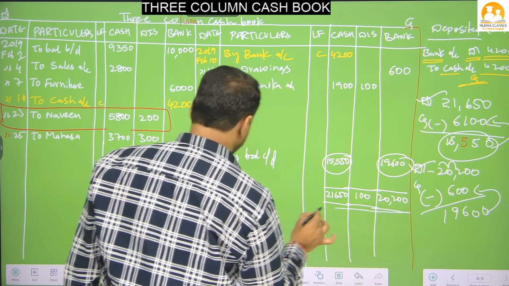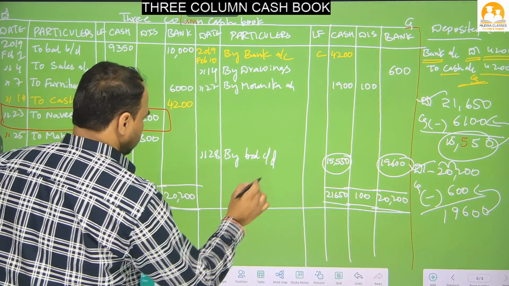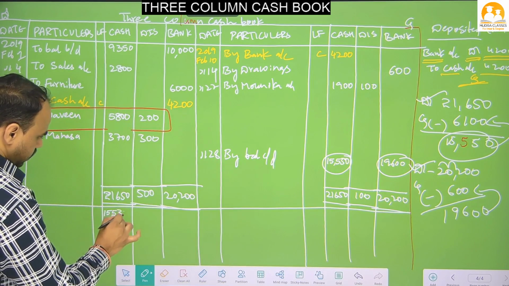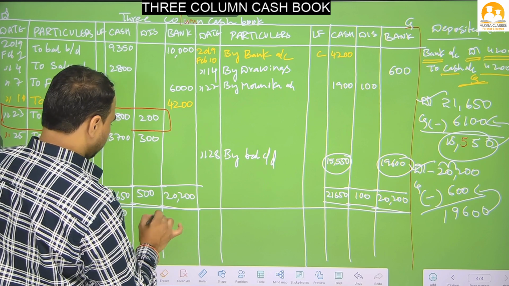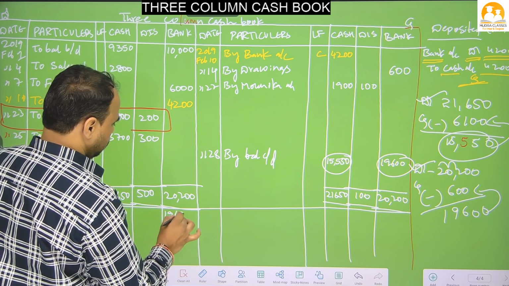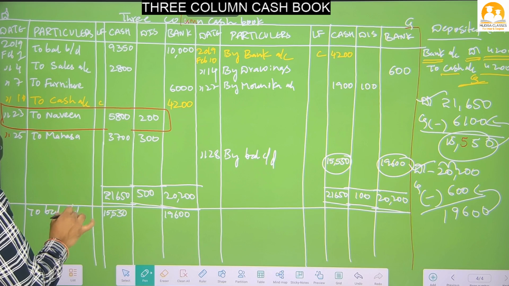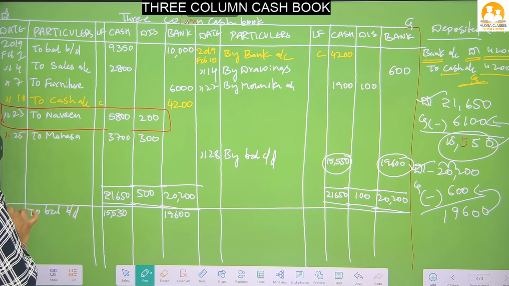Now we have to close this account. 15,550, and 19,600, to balance brought down. This is February. What is the next month? March. So we write 2019 March 1st.